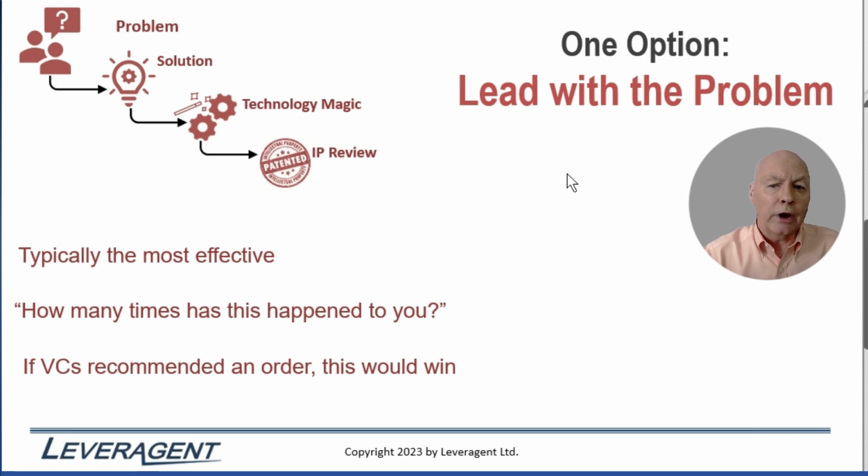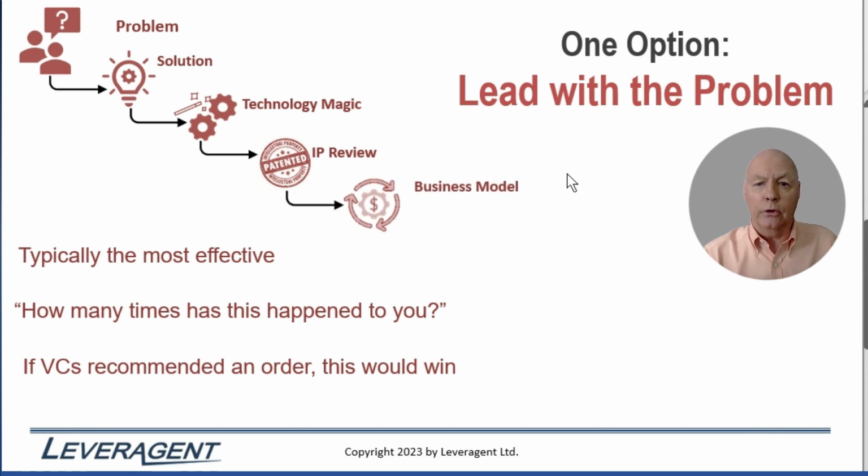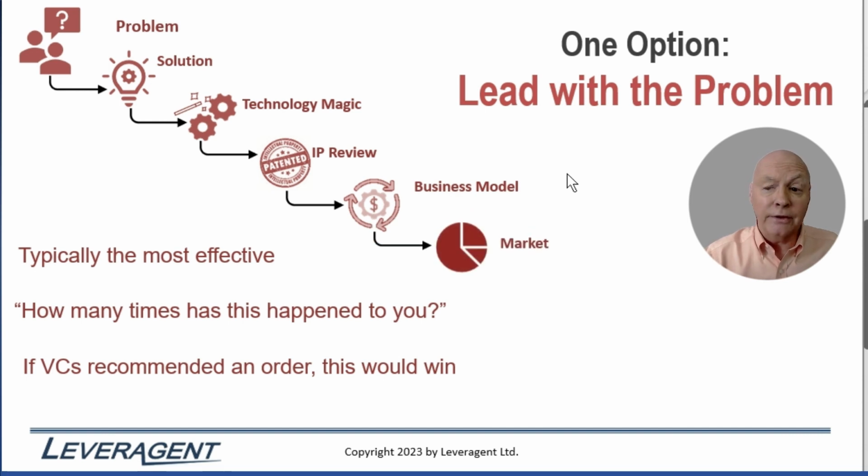Then you might want to go into your IP review. Once again, not for software, but for most other technologies, you want to go over that. And then describe the business model, because that really naturally flows. You've got a problem, a solution, technology, and then here's how we get it to market and get it to customers. After that, you want to describe how big that market is.